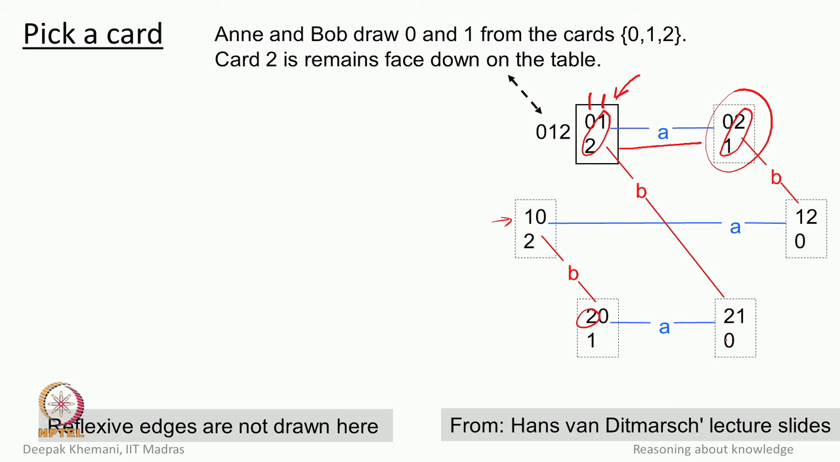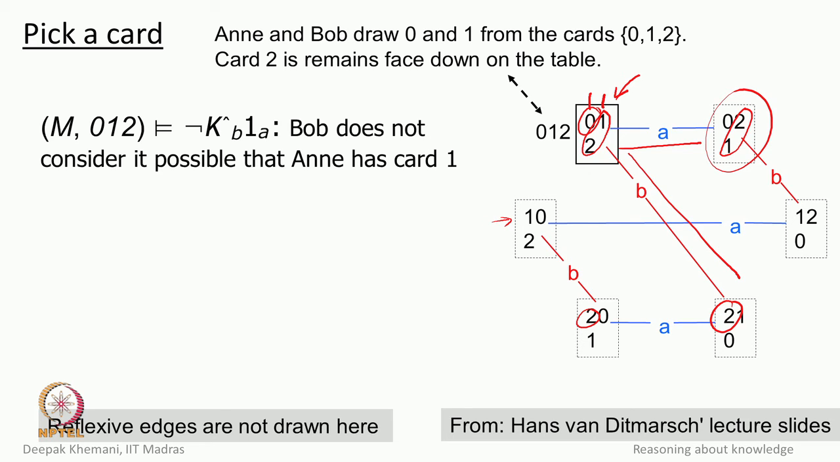And likewise, there are these 3 relations for Bob, as you can see, that when, for example, Bob holds 1, he does not know whether Annie is holding 2 or whether Annie is holding 0 essentially. So, this is the Kripke structure for this situation which is given to us essentially.